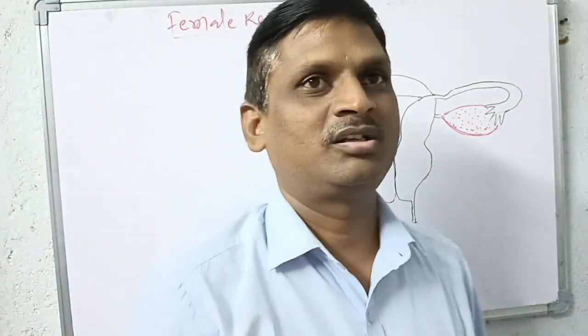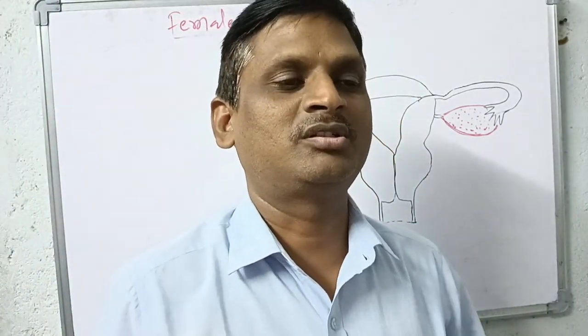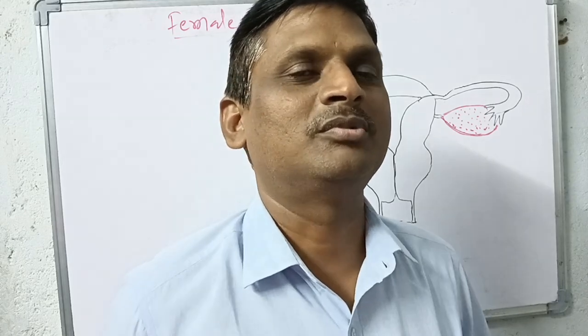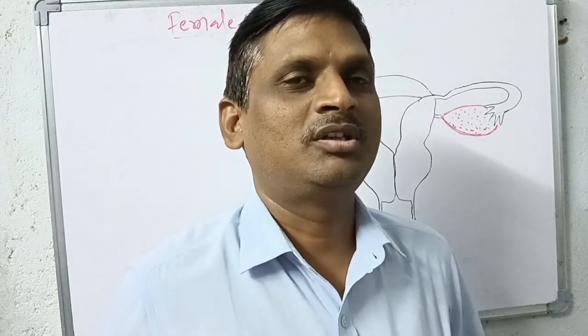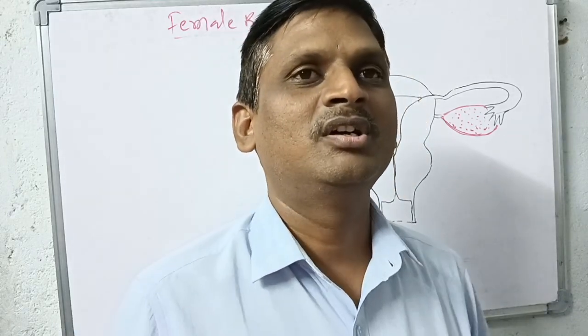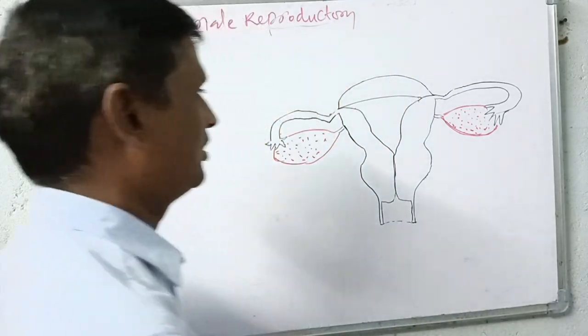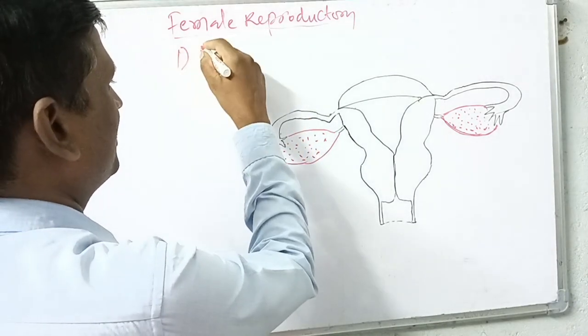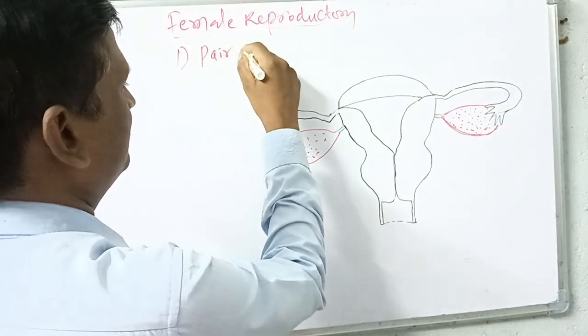In the last class we studied about the male reproductive system and structure of the sperm. Then here we are going to see the female reproductive system. The female reproductive system consists of different major parts. They are called, first one is pair of ovaries.